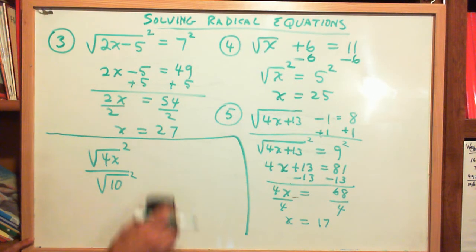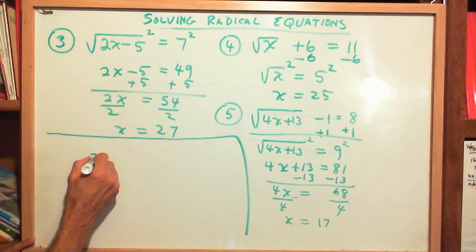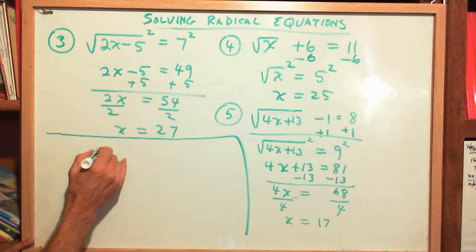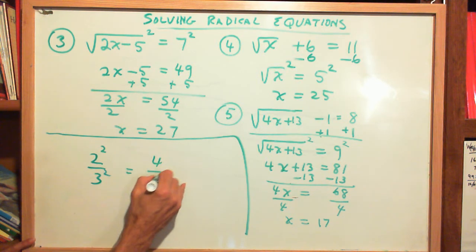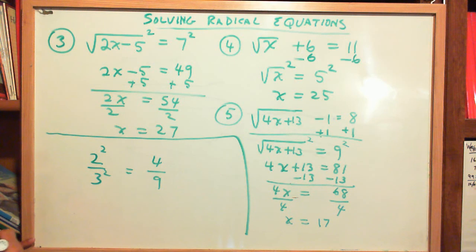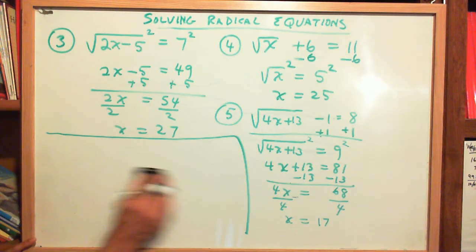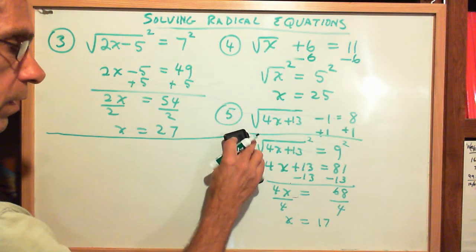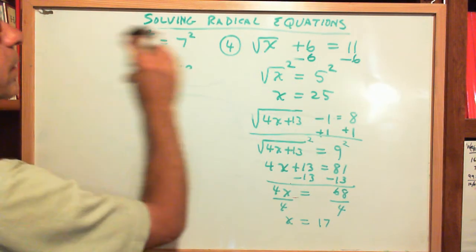To prove it, if you had a fraction 2/3, and you squared it, that would give you 4/9. Is 2/3 equal to 4/9? No way. Totally different fractions, right? So you can't do that. When you square, you've got to make sure you have an equation. So that's that. Let's keep going.